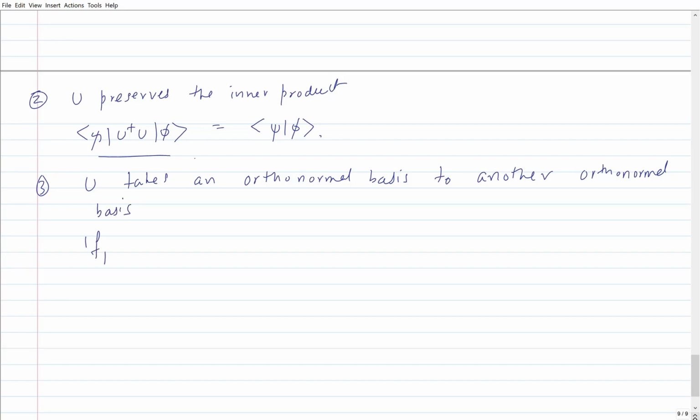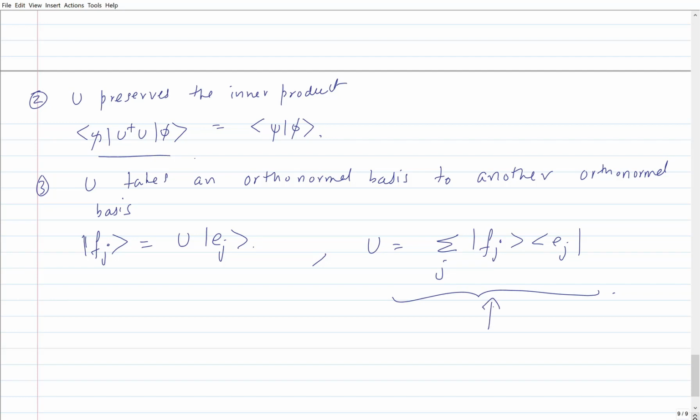So F_j, let's say, is U E_j. In other words, I can also write U as the sum of F_j E_j. This would be a change of basis matrix for going from one basis to the other basis.